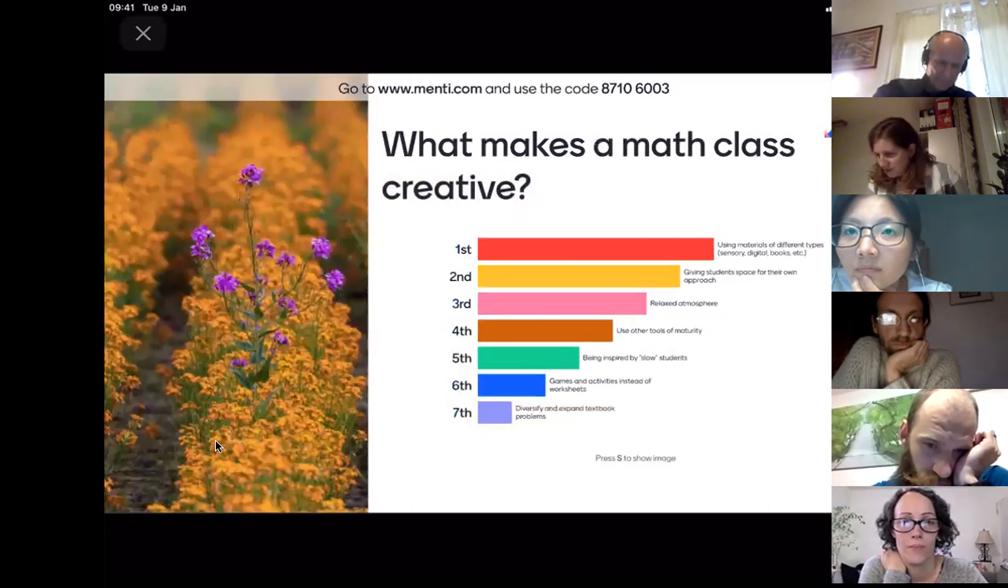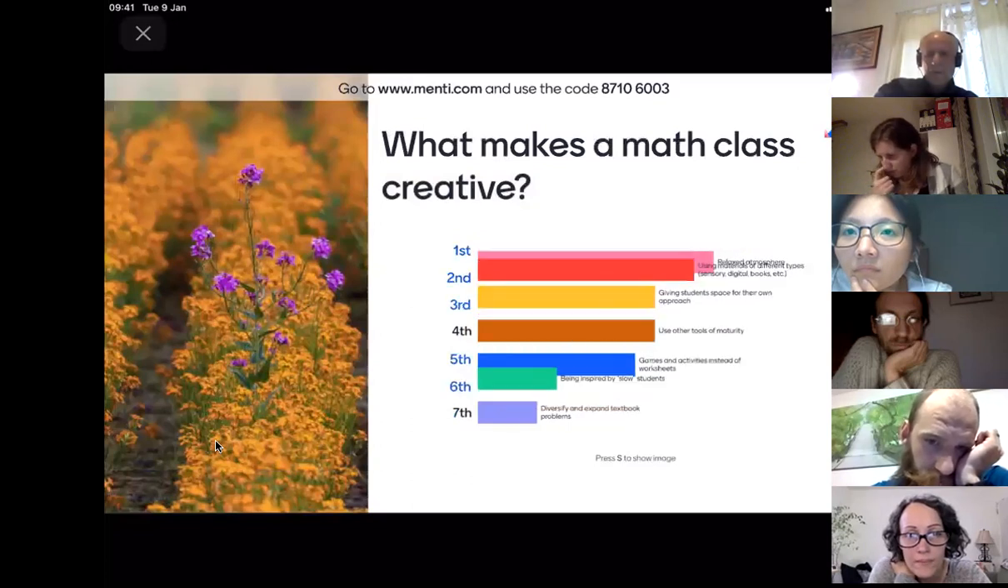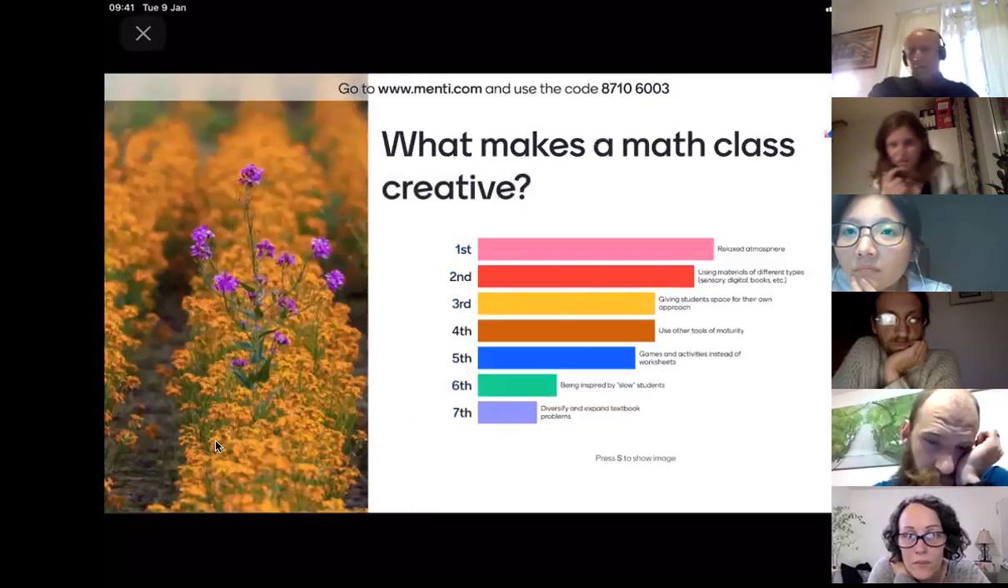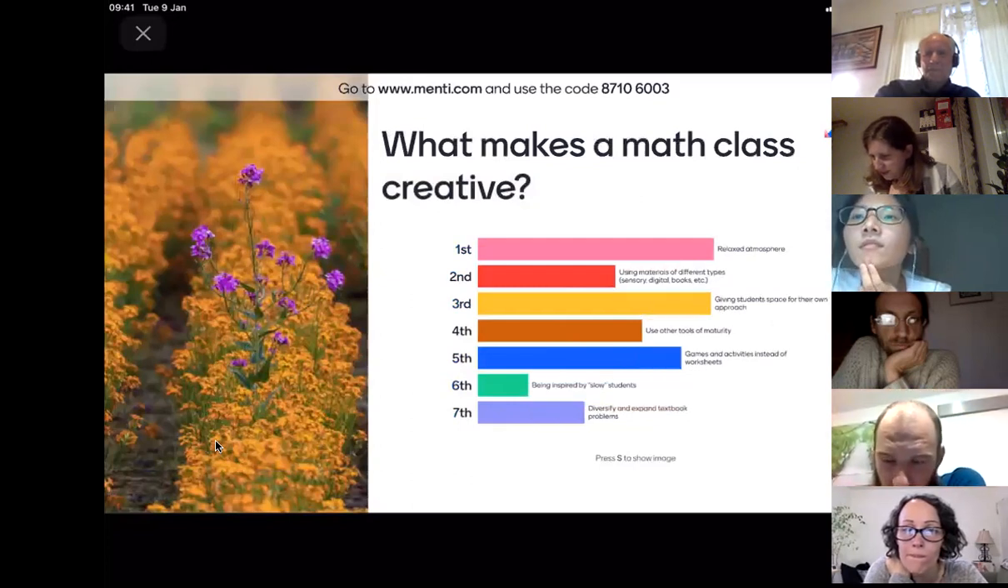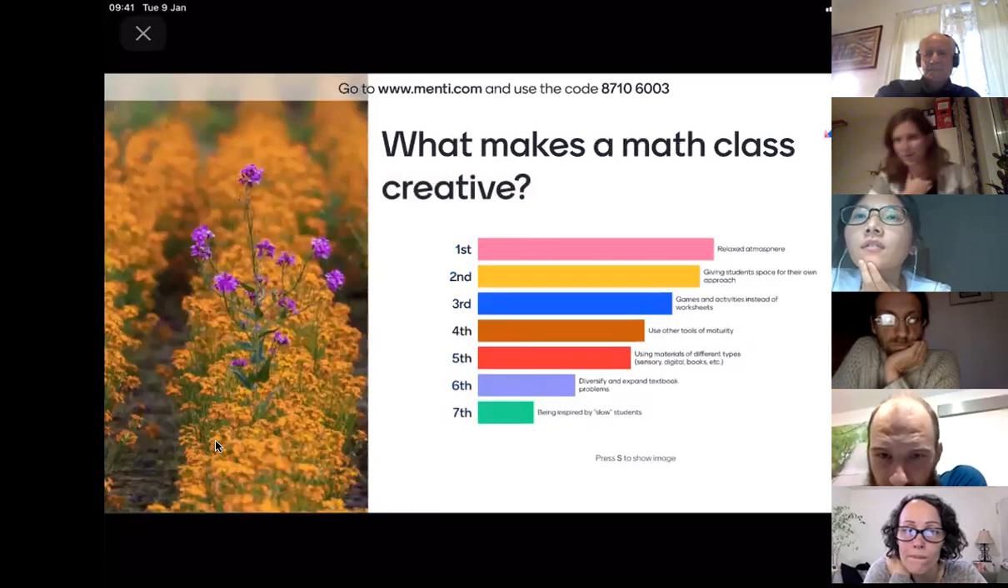Okay, so the first position is for using materials of different types, so sensory, digital, books, etc. Giving students space for their own approach, relaxed atmosphere, use of other tools of maturity, being inspired by, oh, so it's still changing, okay. So I guess still changing, okay. Maybe wait for a few more moments.